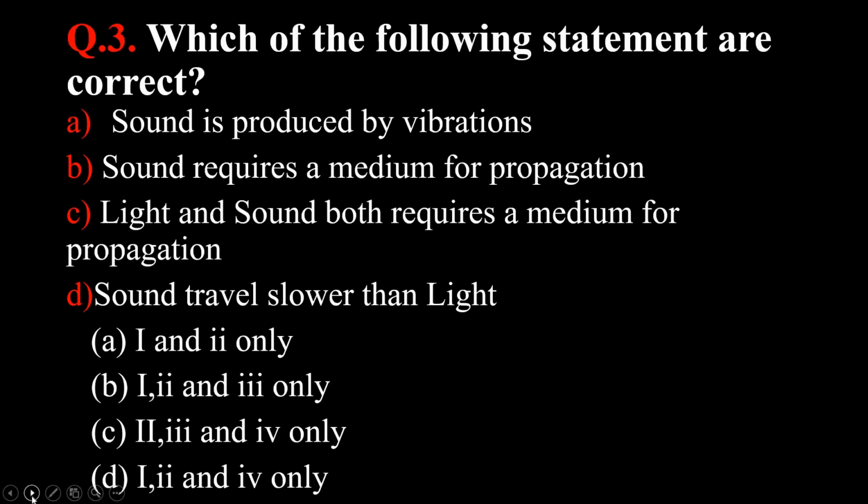Question third, which of the following statements are correct? Option A, sound is produced by vibration. Option B, sound requires a medium for propagation. Option C, light and sound both require a medium for propagation. Option D, sound travels slower than light. And the correct option is option D, first, second and fourth are correct options.